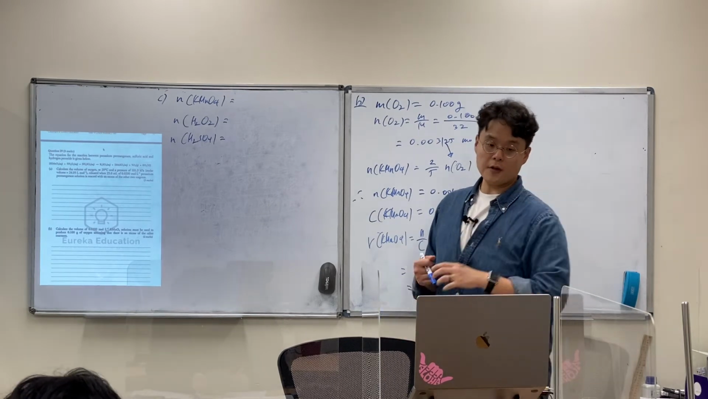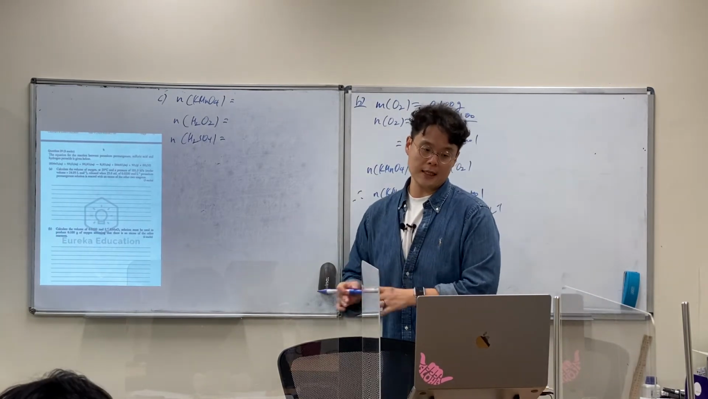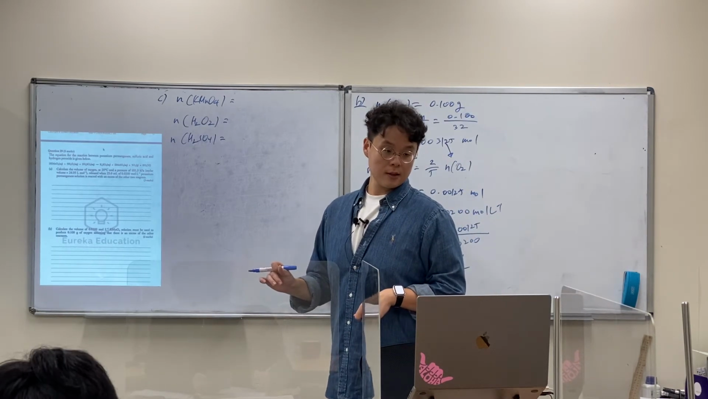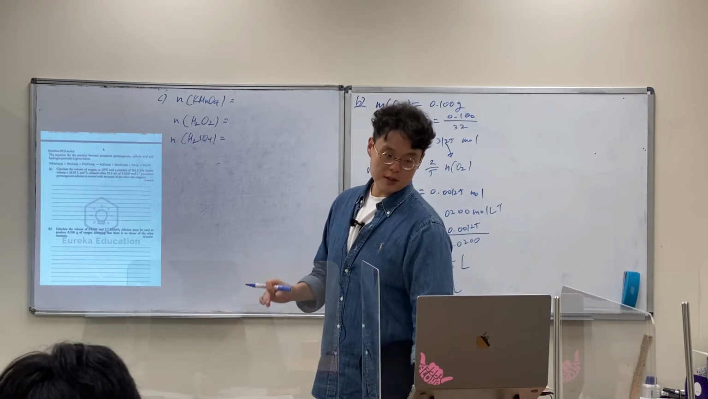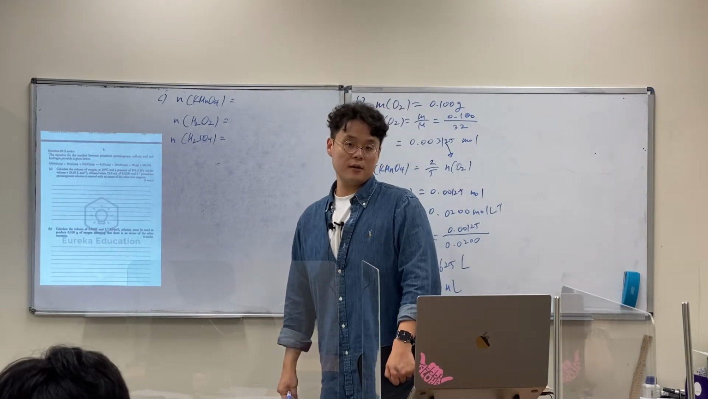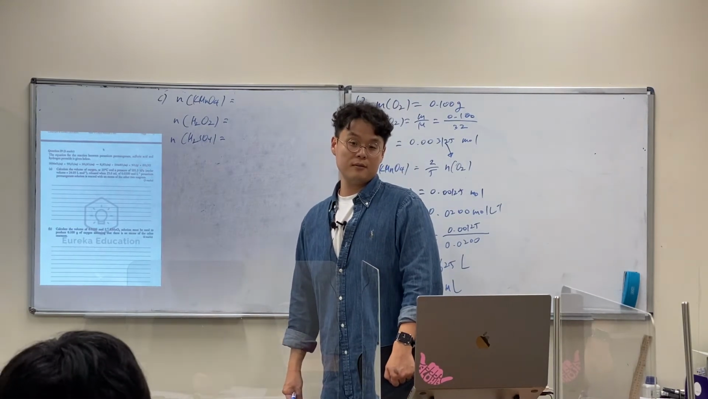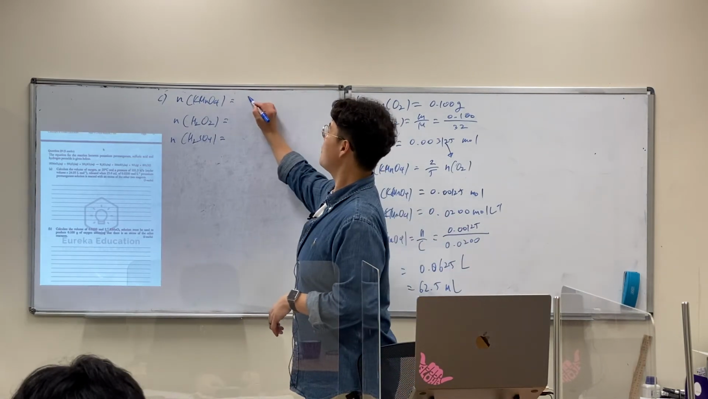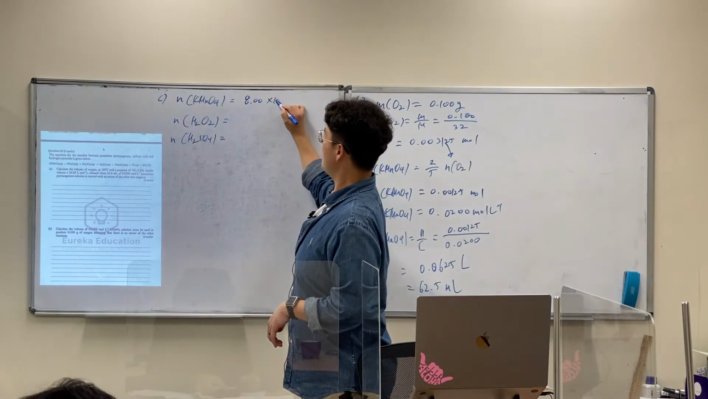Okay, Scott, what did you get for the number of moles of the potassium permanganate? 0.8? Are you sure it's 0.8? Did you convert the milliliter to a liter? Yeah, you didn't. So you should have 8.00 times 10 to the minus 4 mole.